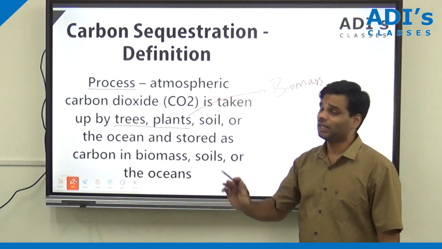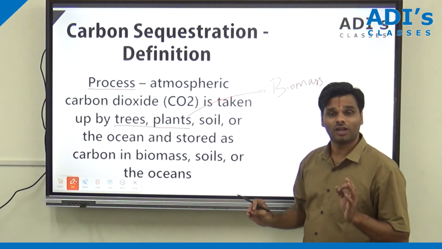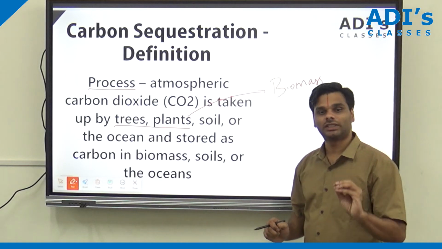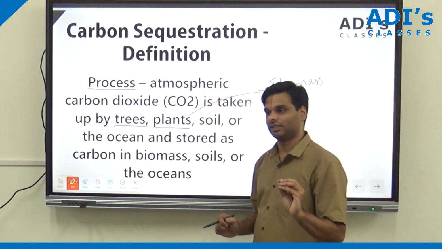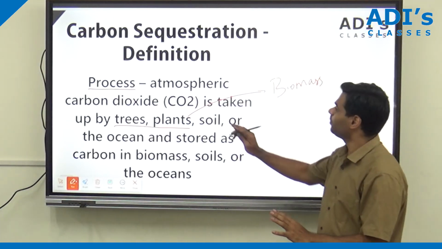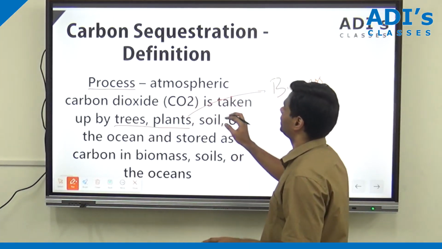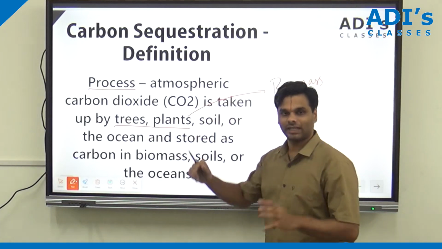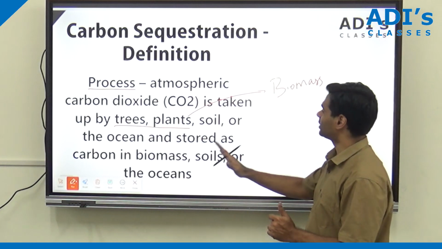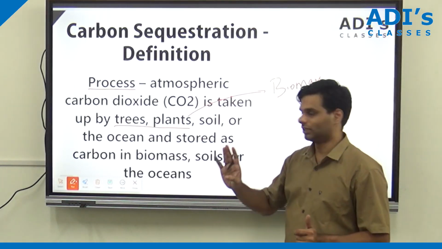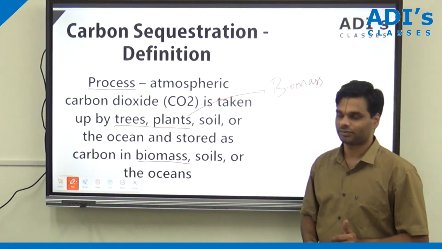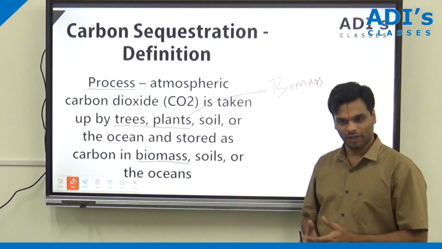Clear, no? Biomass is not just plant material or not just tree material. I think this much must be very clear to everybody, because students get confused thinking it is just plants or trees. Not just plants or trees. So atmospheric carbon dioxide is taken up by trees or plants or biomass and soil or the ocean, and stored as carbon in biomass, soils or the ocean. See, here the word is coming. Stored as biomass.